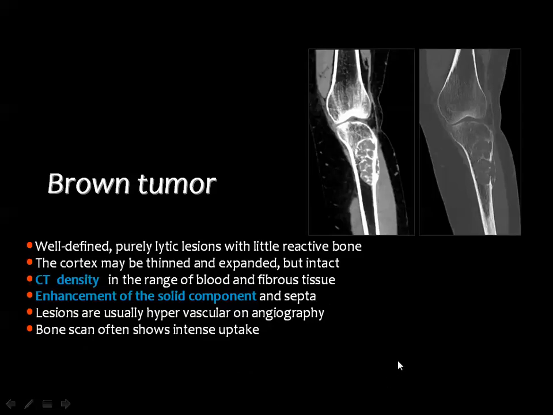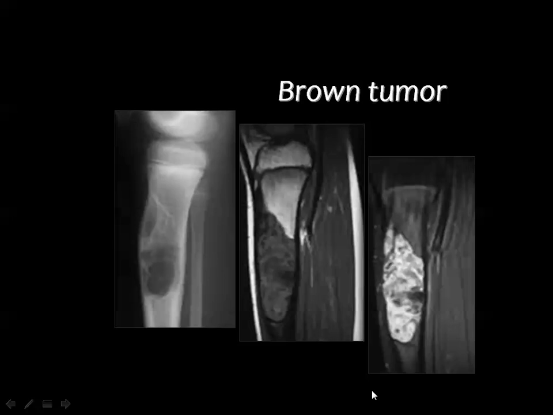The appearance of brown tumor on CT is a mixture of blood and fibrous tissue, an osteolytic lesion, slightly expanding with well-demarcated cortex, and if you inject contrast media, the lesion will enhance. And if you perform an angiography, the lesion will appear hypervascular, and in bone scan, it will show intense uptake. And this is the appearance of brown tumor in the plain X-ray, in the T1, and in the T2.